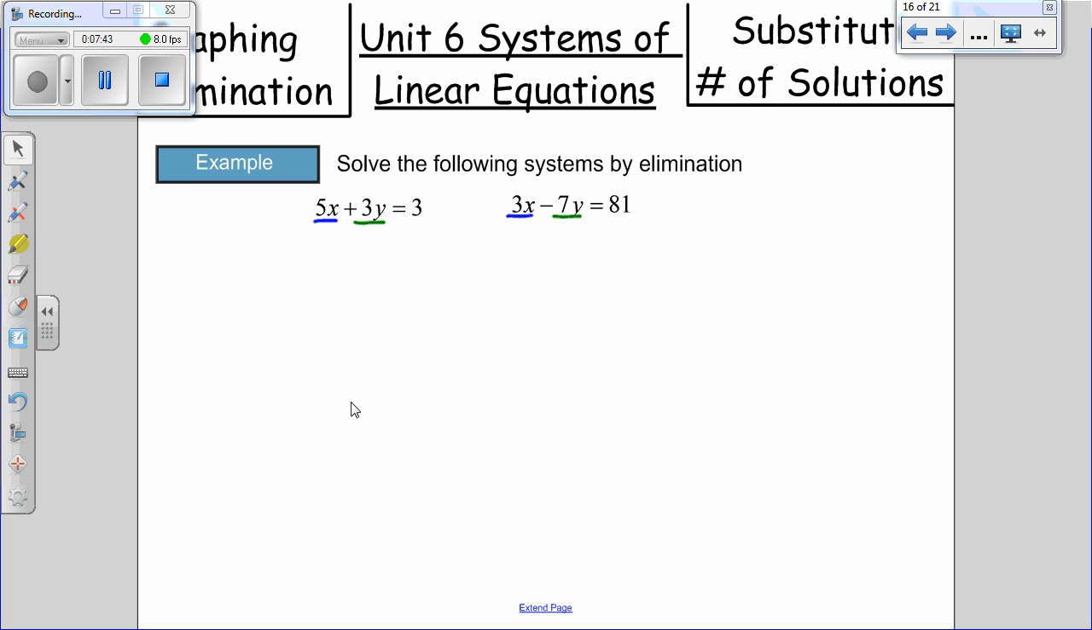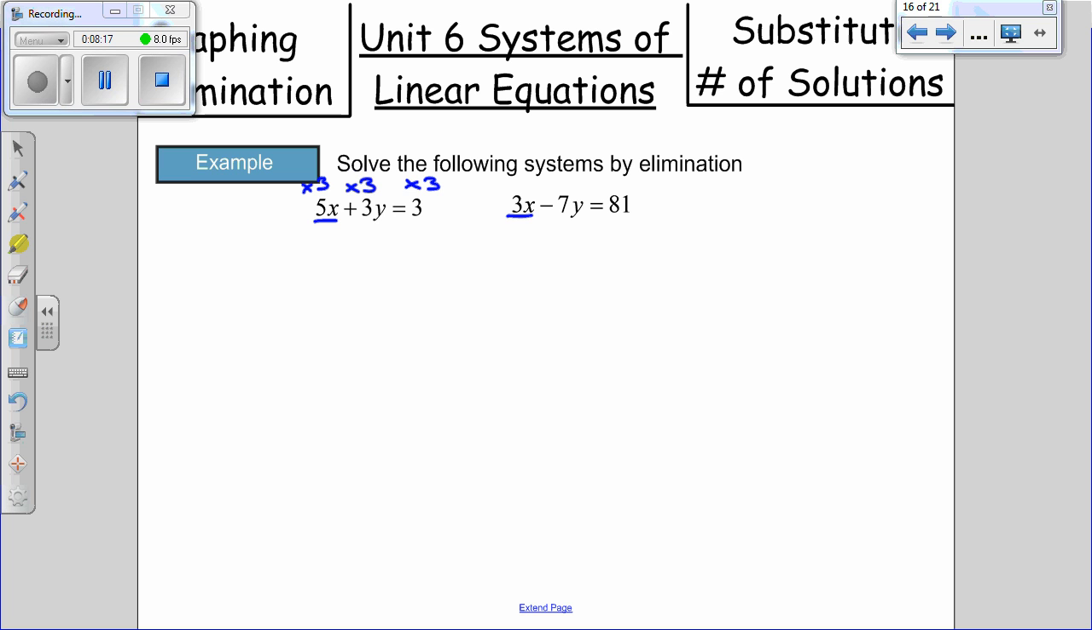So I want to somehow turn this 5x and this 3x into the same number of x's. To do that, I want to find their lowest common multiple. The lowest common multiple between 5 and 3 would be 15, because 5 times 3 is 15. So I need to make both of these become 15. I'm going to times by 3 on this one. I need to times everything by 3. You do the one thing, you do them all.